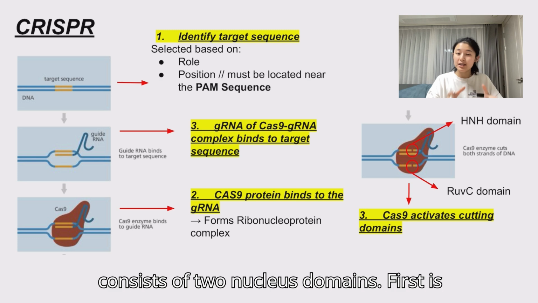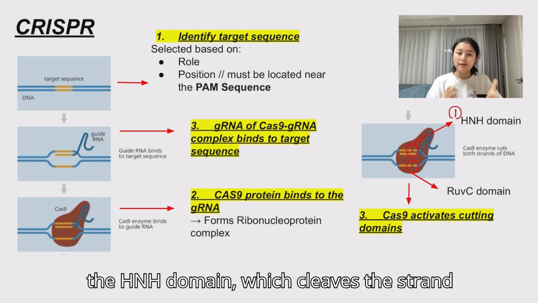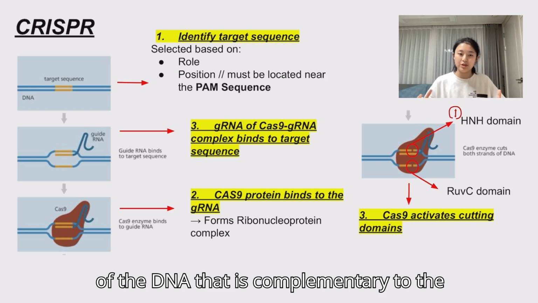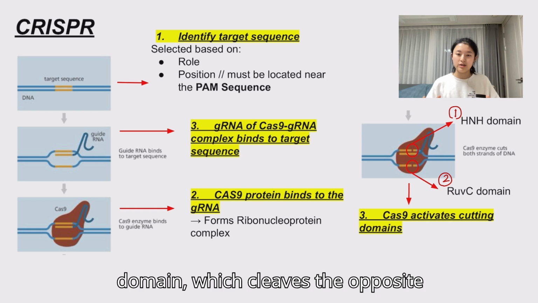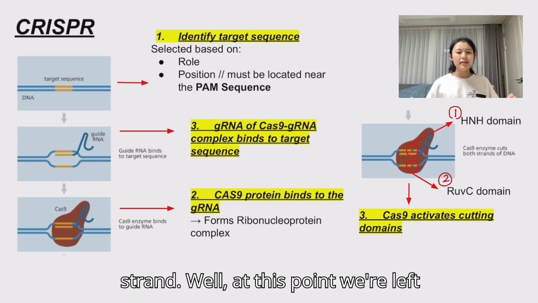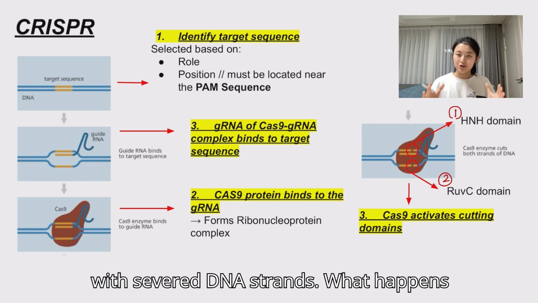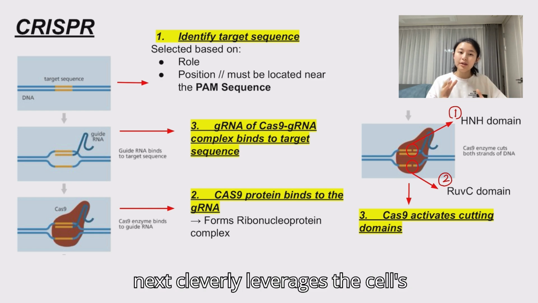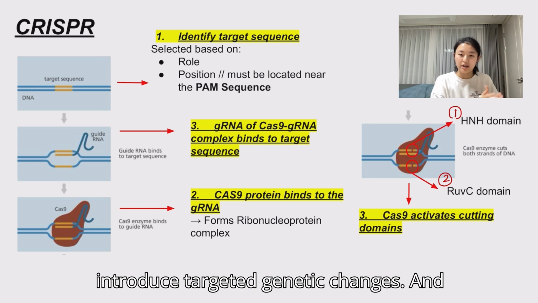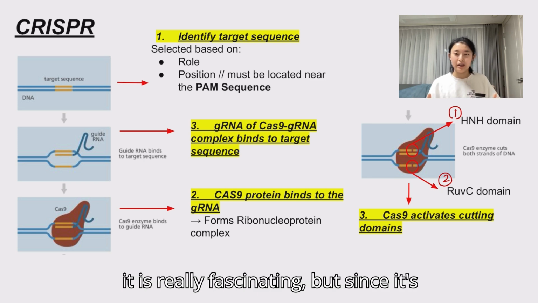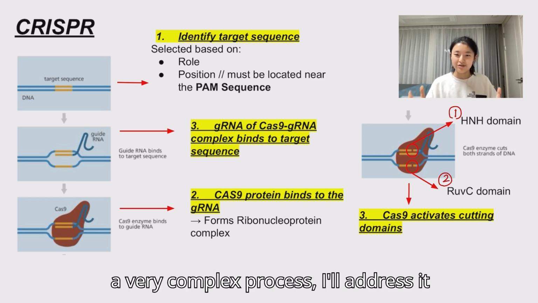The protein mainly consists of 2 nuclease domains. First is the HNH domain, which cleaves the strand of the DNA that is complementary to the guide RNA. Next is the RuvC domain, which cleaves the opposite strand. Well, at this point, we're left with severed DNA strands. What happens next cleverly leverages the cell's natural repair mechanisms in order to introduce targeted genetic changes, and it is really fascinating, but since it's a very complex process, I'll address it in part 2.